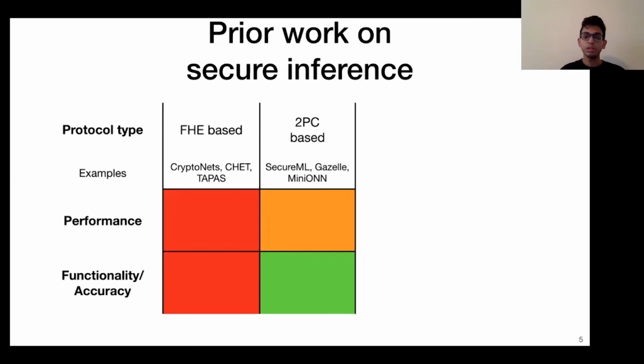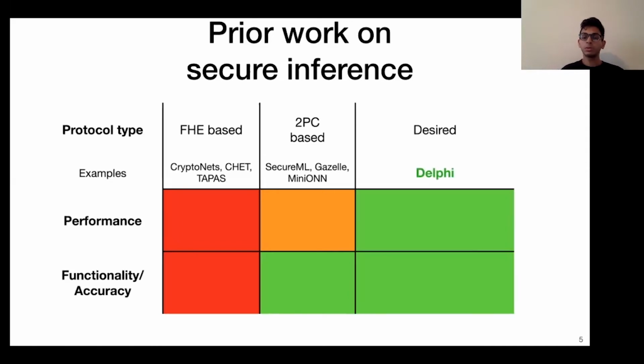So to improve upon this, people have developed protocols based on two-party computation techniques. This includes the state-of-the-art GAZELLE. And while these protocols improve performance compared to FHE, they're still quite far from native execution. So ideally, what we want is a protocol that achieves close to native performance while supporting the kinds of operations that are required in neural networks. And this is what we try to achieve in Delphi.